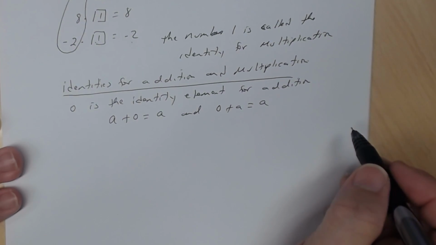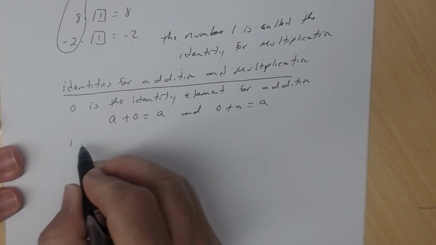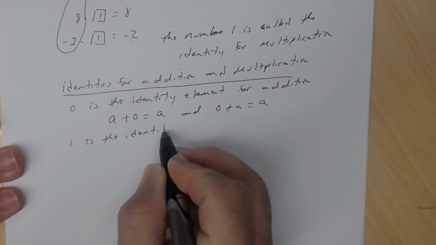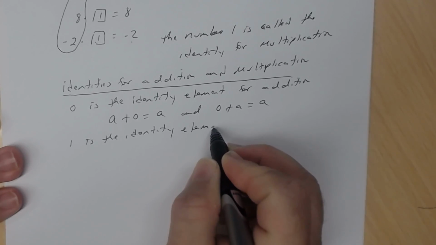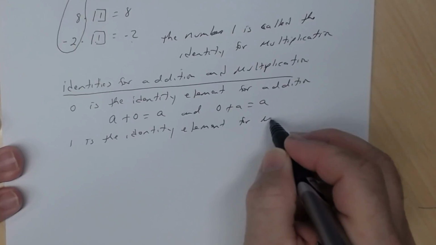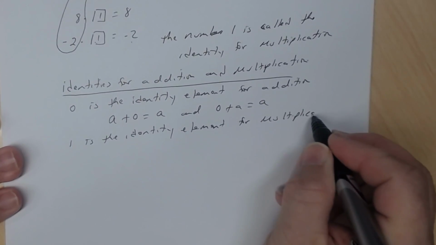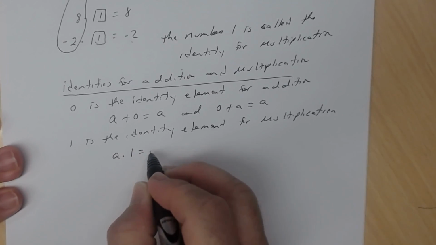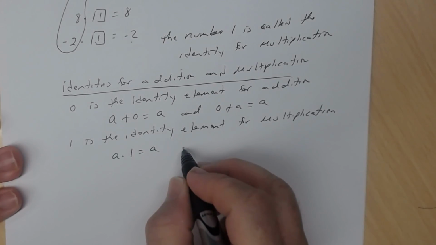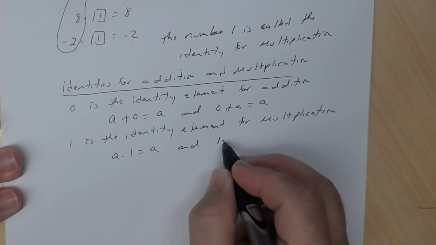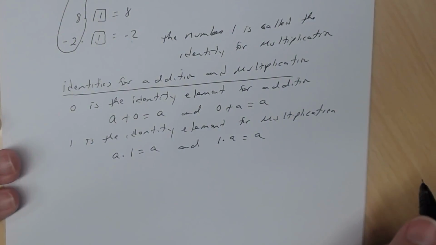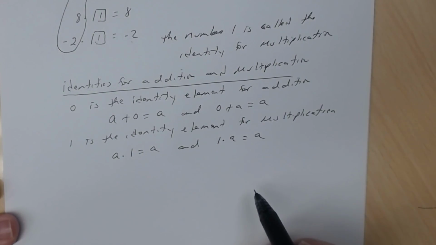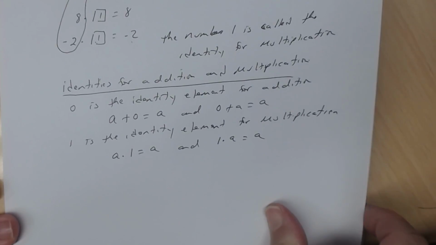Remember, addition is commutative. And then 1 is the identity element for multiplication. So basically, a times 1 is going to give me a back, and I could have said 1 times a will give me a back. So remember, multiplication is commutative as well. A times 1, same as 1 times a. Okay?